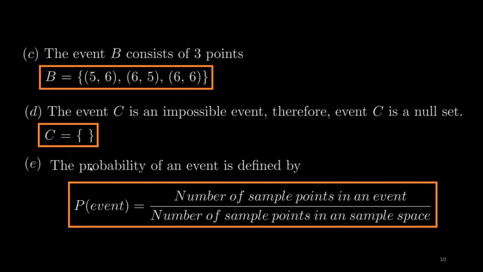Now we have to find the probabilities of events A, B, and C. So here first comes the definition of the probability of an event. The probability of an event is defined by the number of sample points in an event and the number of sample points in the sample space. So this is a very easy definition to understand the probability of an event.